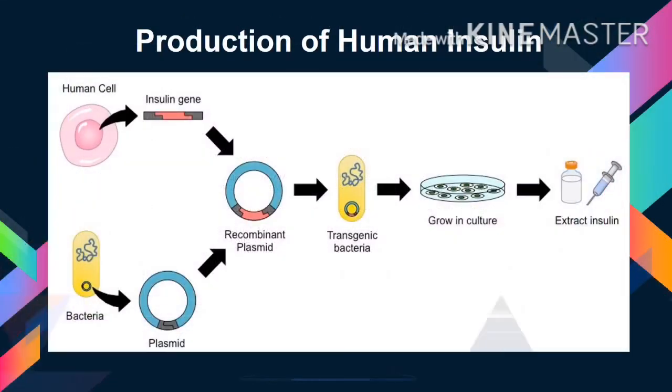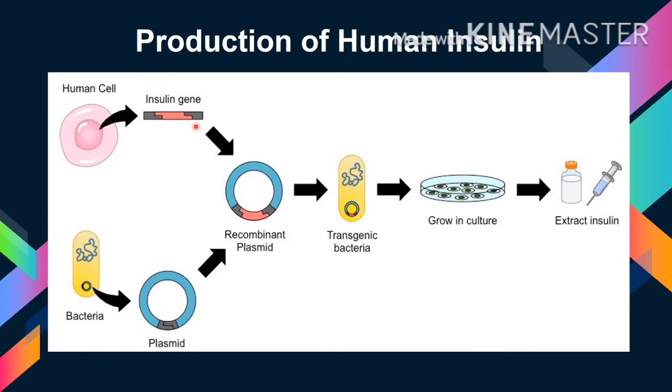Thanks for watching. Alright guys, so this diagram is showing you a rough idea on how we produce human insulin. But before that, let's get the laser pointer first. So we have a human cell here, and we also have a bacteria here. What are we gonna do? We will extract out and cut the insulin gene using a restriction enzyme.